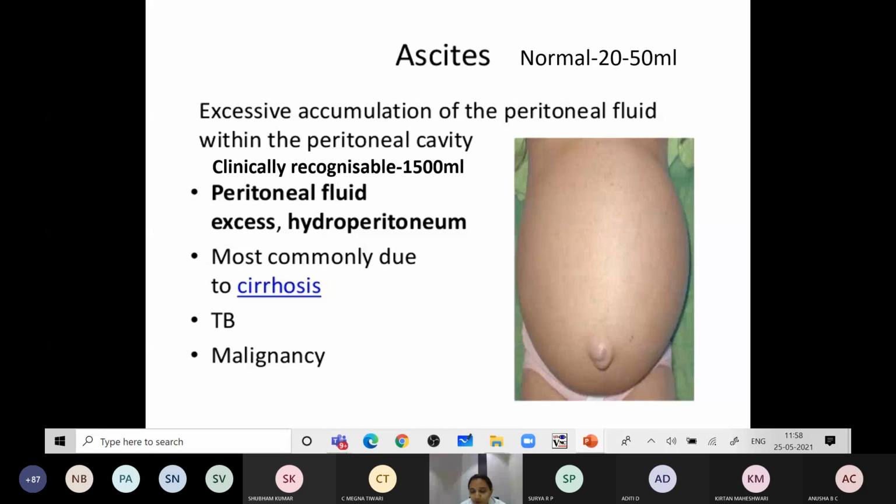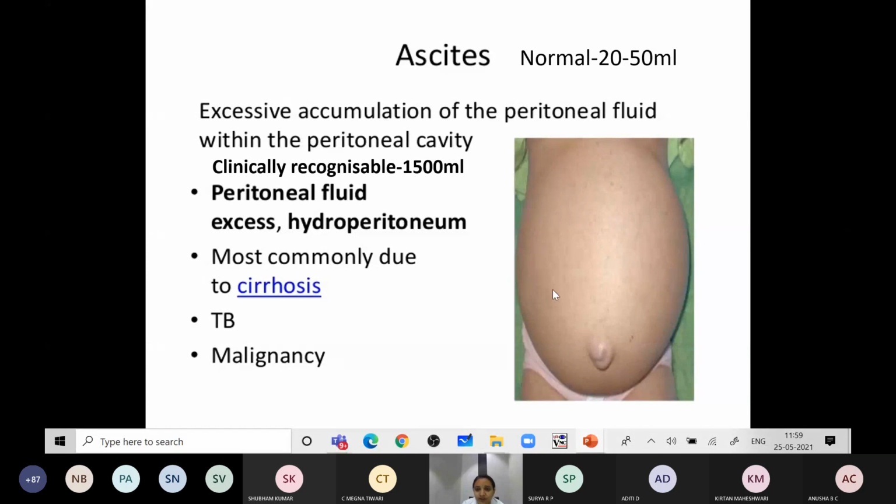As we know, some amount of fluid will be there in the peritoneal cavity which lubricates, around 20 to 50 ml. If the amount of this fluid is increased, that's called ascites. Excess accumulation of peritoneal fluid in the peritoneal cavity is called ascites or hydroperitoneum. The most common conditions are cirrhosis of the liver, tuberculosis of the abdomen, and some malignancies.